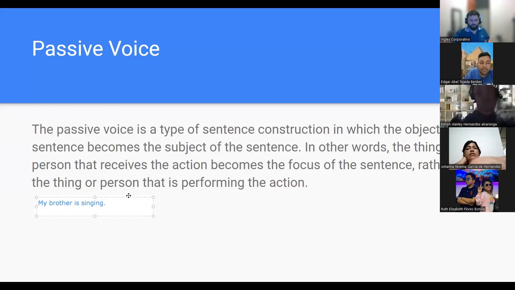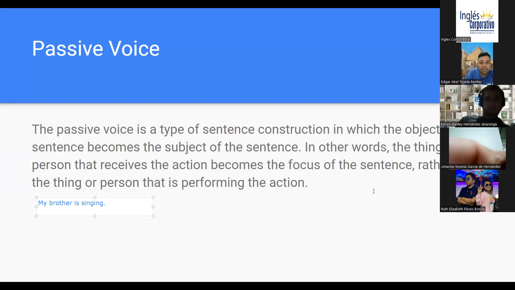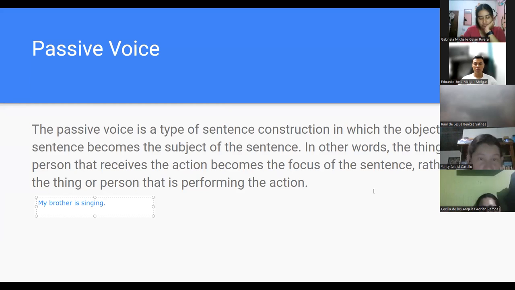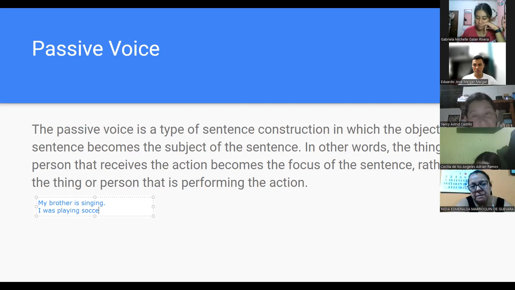Joanna, give me another sentence. Whatever you want. In the past, in the future, it doesn't matter. I was playing soccer. Very good. Active or passive, guys? Passive? No, this is active, guys. Yeah, it's missing by, but it's not passive because it's missing by. You're going to see why, right?